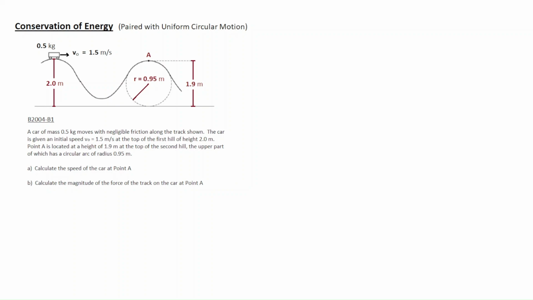Here we're looking at a problem related to conservation of energy. And as is often the case, as we get deeper into the physics here, you're going to see problems have more than one concept represented. I chose this one from the 2004 AP Physics exam.